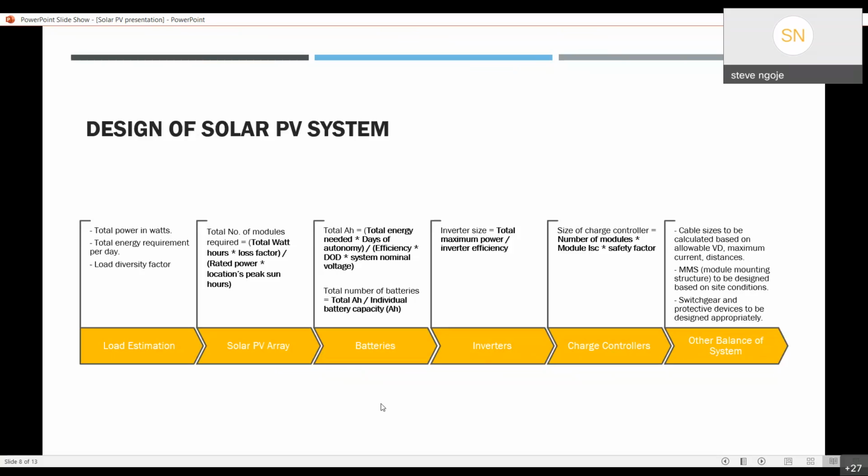So the next one is inverters. The inverter size is the total maximum power over the inverter efficiency. So that is what we talked about earlier. I'm going to be moving a little bit faster. So, total maximum power over inverter efficiency, which is something that you can get from the inverter datasheet.